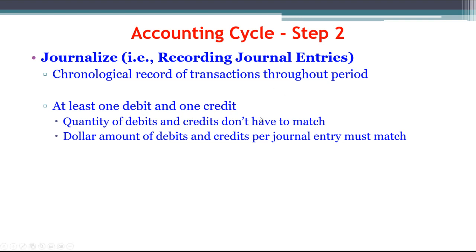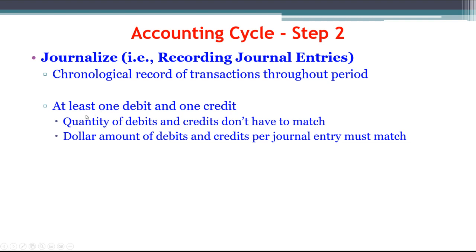debits and credits. Now, we dig into these in much more detail shortly, but what I wanted to point out, first of all, is that you can't say for all accounts that debits increase or debits decrease. Same with credits. It depends on the actual account, and that'll make more sense in a bit.